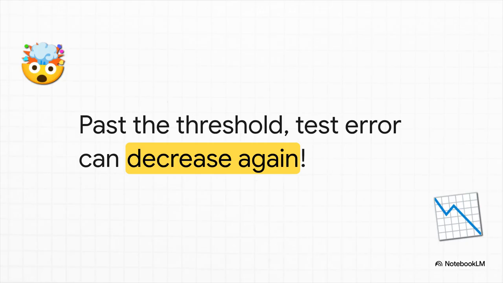Classical theory tells us that once you pass that sweet spot at the bottom of the U-curve and make your model too complex, your test error is just going to keep getting worse and worse. But modern research shows that if you keep pushing model capacity far past the point where it perfectly memorizes the training data, which is a critical point we call the interpolation threshold, an amazing phenomenon called double descent kicks in. The test error can actually start to decrease again.